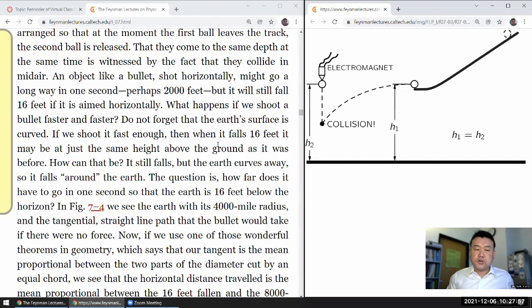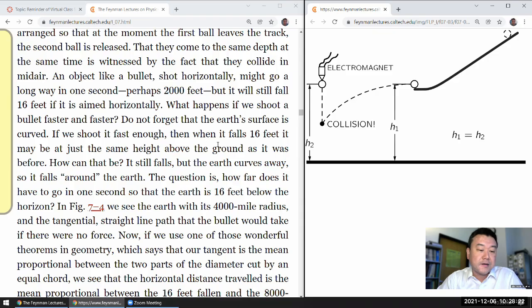What happens if we shoot a bullet faster and faster? Do not forget that the Earth's surface is curved. If we shoot it fast enough, then when it falls 16 feet, it may be at just the same height above the ground as it was before. How can that be? It still falls, but the Earth curves away, so it falls around the Earth.